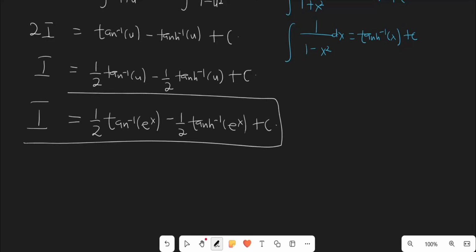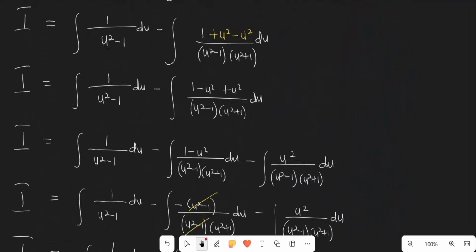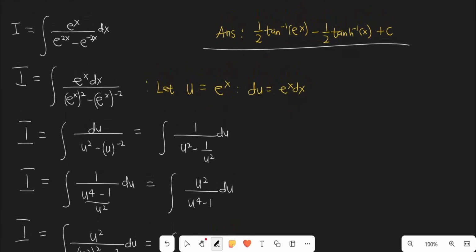And this one matches the answer I gave in the beginning of the video. Alright, so when you go back up, we see that the answer I got is equal to the answer I provided at the beginning. So that is how to solve this integral.